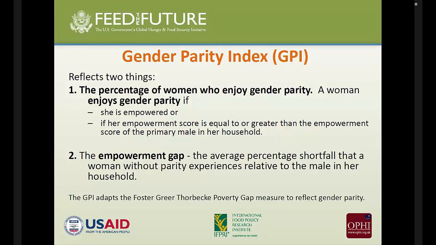Okay, then it also uses the empowerment gap. So this is like, you know, H times A. So the first identifies who has parity. This identifies, among those who don't have parity, how far are they? What is the gap? So we call this the empowerment gap. This is the average percentage shortfall that a woman without parity experiences relative to the male in the household. And again, the reason why this is included in the measure is so that, let's say we have two households, both women are not empowered, but in one household the difference between her score and her husband's score is only 10%, but in the other household it's 50%. We want the measure to show that the GPI for this household is higher, right? So that's the reason.